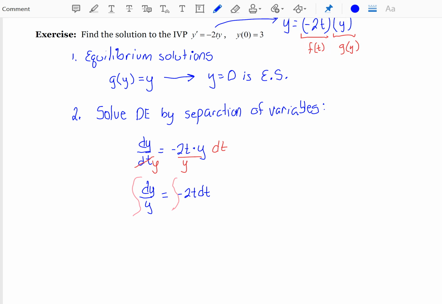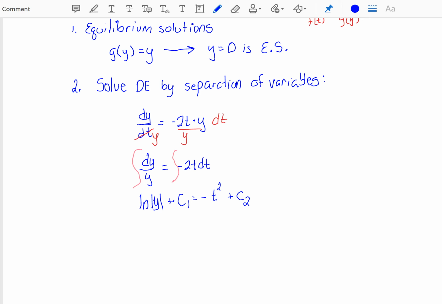Recognize that the antiderivative of dy over y is going to be the natural log of the absolute value of y plus some constant, since we have an indefinite integral. While the right-hand side would be negative t squared plus some arbitrary constant c. Notice that when I write this, we have two arbitrary constants, but we're using the same letter. Typically, we would actually represent these with a C1 on the left and a C2 on the right.